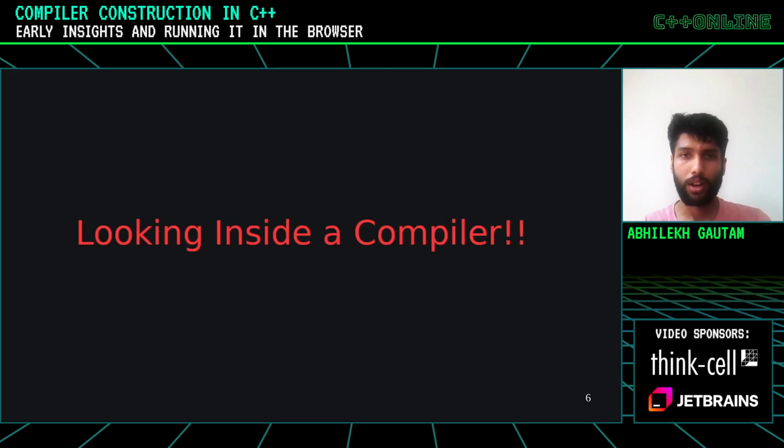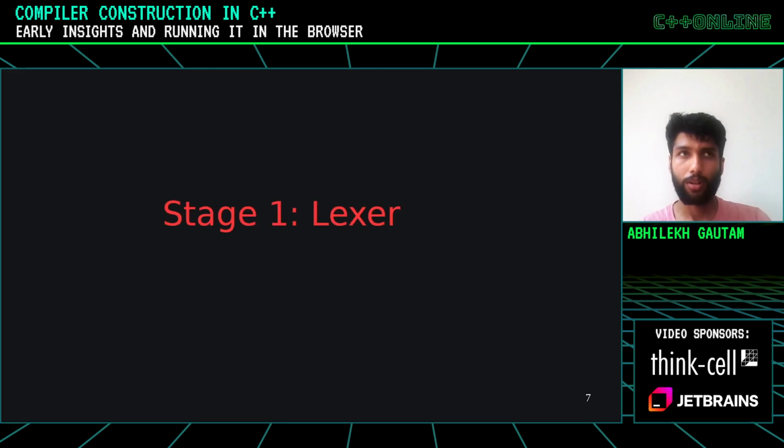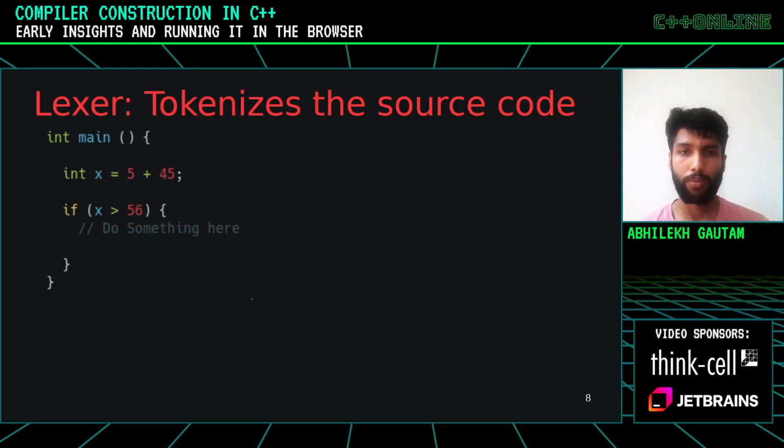Now we will look inside a compiler. The working of a compiler is grouped into multiple stages, right? So we will look into each stage now. The first stage is the lexer. Basically, what the lexer does is it tokenizes the source code and returns a sequence of tokens.